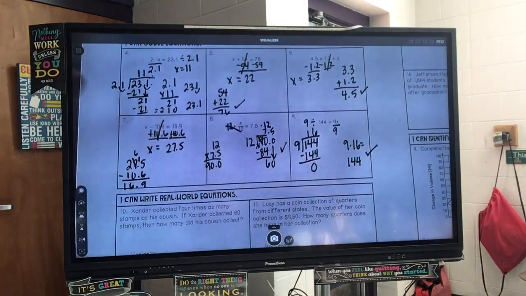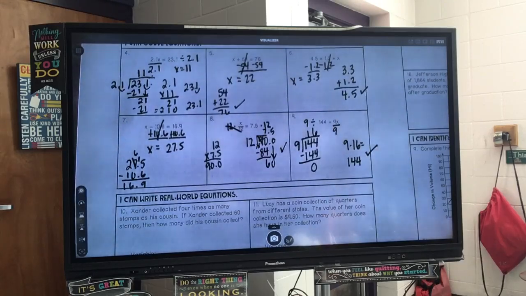Alright, so how did we do with 4 through 9? Thumbs up if you got them all right. Middle thumb if you got 50% of them right. Down thumb if you got less than 50% right. Alright, so if you did not get them all right, please make sure that you do copy down the right information so you do have it on your study guide.